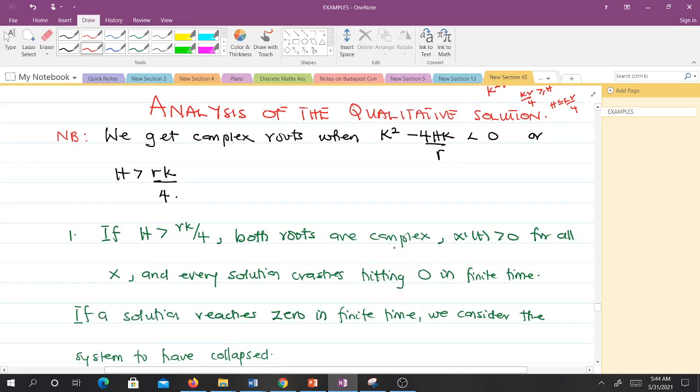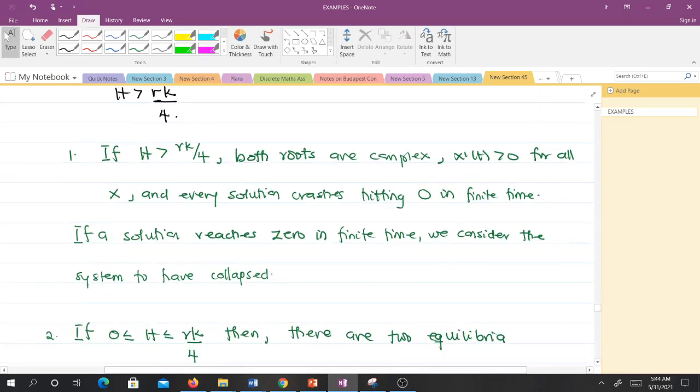And when both roots are complex, what it means is that s prime of t is greater than 0 for all x. And so every solution crashes, hitting 0 in finite time. And if every solution reaches 0 in finite time, then we consider the system to have collapsed. Okay, so that means that in a case where our h is greater than rk on 4, we are going to have complex roots, and as a result of that, the system is going to collapse. So that means that in harvesting, we wouldn't want our h to be greater than rk on 4.